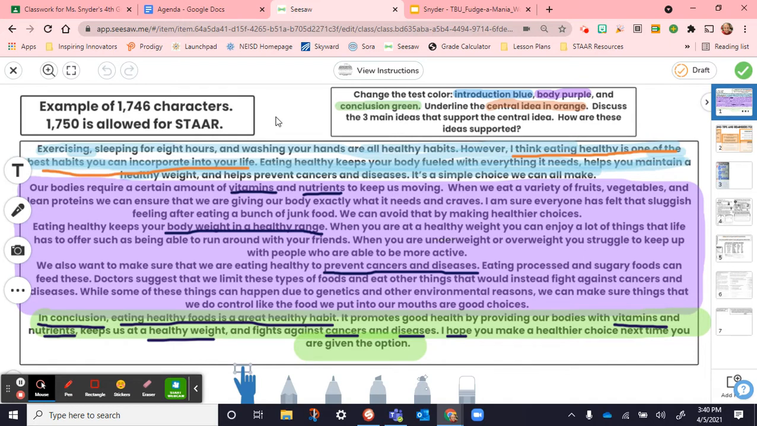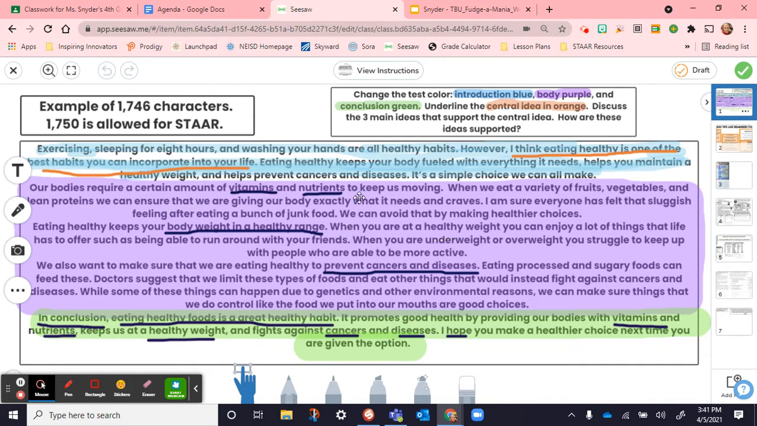So I want you to go back and look at yours. If there's something missing from yours, like if you did not give examples of why this is promoting good health. So, here were my 3 reasons about eating healthy. I said it provides vitamins and nutrients, it keeps your body weight in a healthy range, it helps prevent cancers and diseases. And so, those were my reasons of why it's promoting good health.